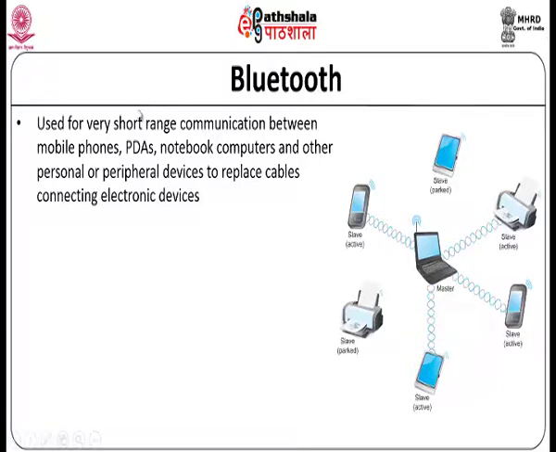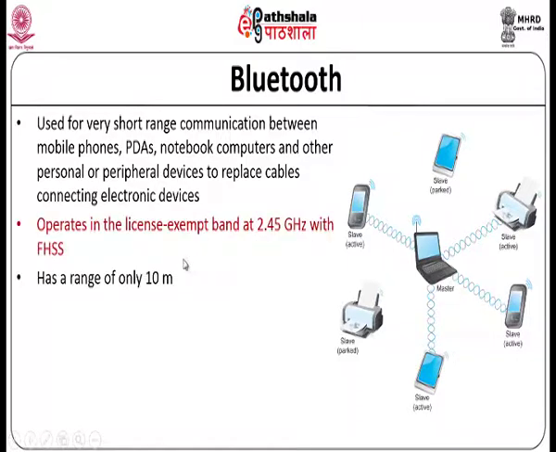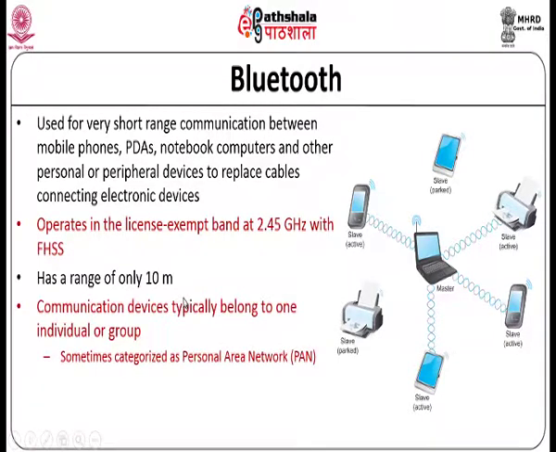So, Bluetooth, as we all know, is used for very short range communication between mobile phones, PDAs, notebook computers and so on, with other personal or peripheral devices. Basically, the idea is to replace cables which are connecting electronic devices. It operates in the license exempt band of 2.45 gigahertz with FHSS, frequency hopping spread spectrum. The range is limited to only about 10 meters. And the communication devices typically belong to one individual or group, which is why we sometimes refer to it as personal area networks or PANs.